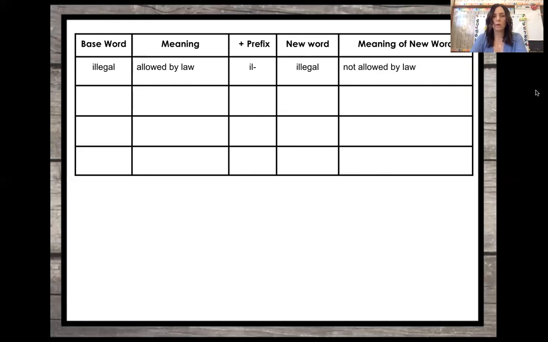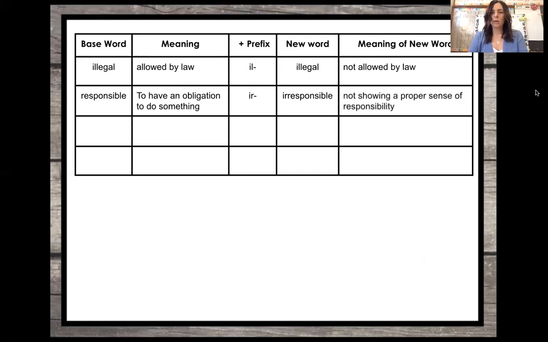So that's probably a word that we're all familiar with, and now we're going to look at some that you might not be familiar with. Responsible. Responsible means that you have an obligation to do something. Like if you have a dog, you are responsible for walking your dog. If you add the prefix ir to responsible, the new word becomes irresponsible. So irresponsible means the opposite of responsible, and it means that you're not showing a proper sense of responsibility. And that would be if you decided not to walk your dog.